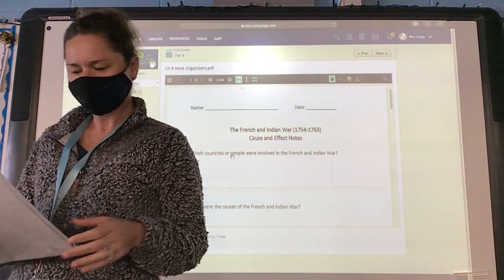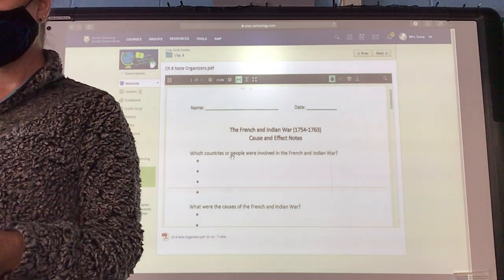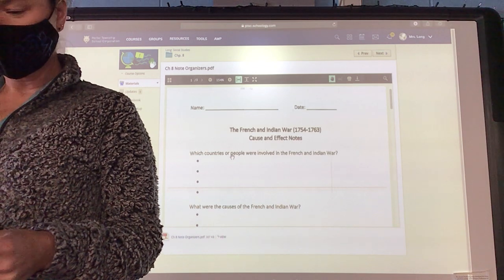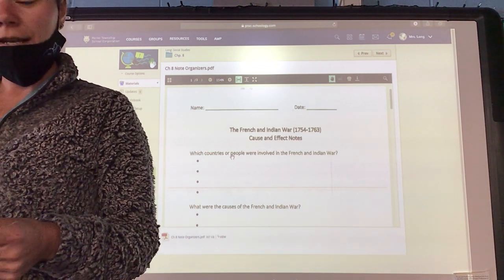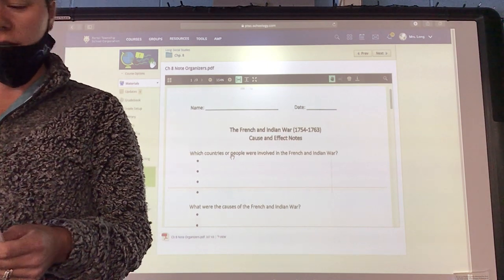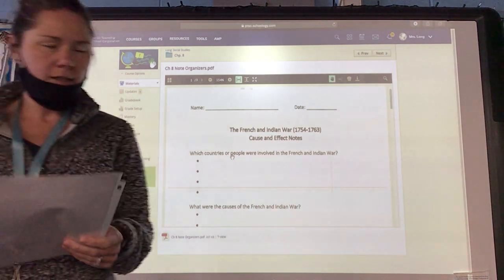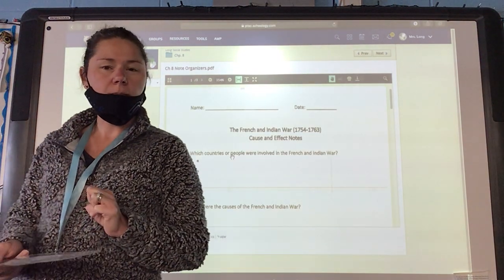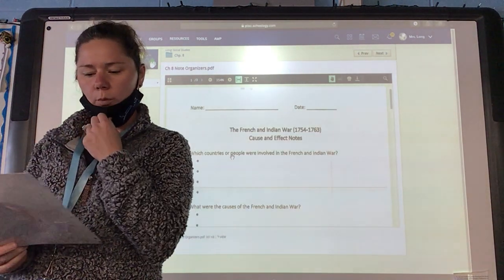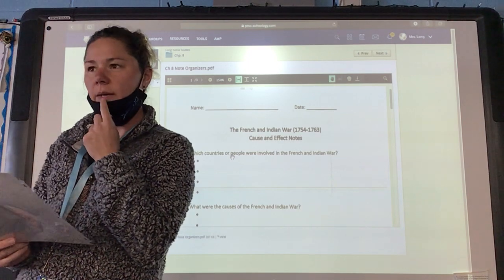John? Yeah, we had quite a few, right? We had Spain, Britain, France, and then you have your Native Americans, the Iroquois, who supported both sides, but they helped more the French than they did Britain. Okay?